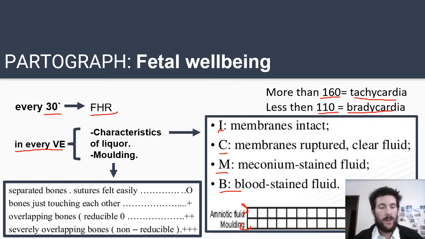And the molding is how the bones of the head of the baby are separated or not. So if there are separated bones, you put a 0. If there are bones just touching each other, that means 1 cross. Overlapping bones, but you can reduce them when you palpate, 2 crosses, and severely overlapping bones, that are non-reducible, 3 crosses.